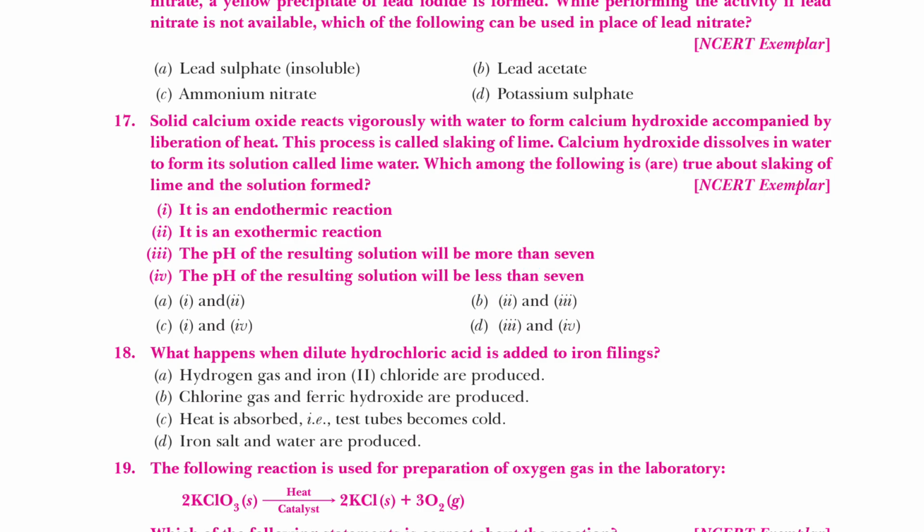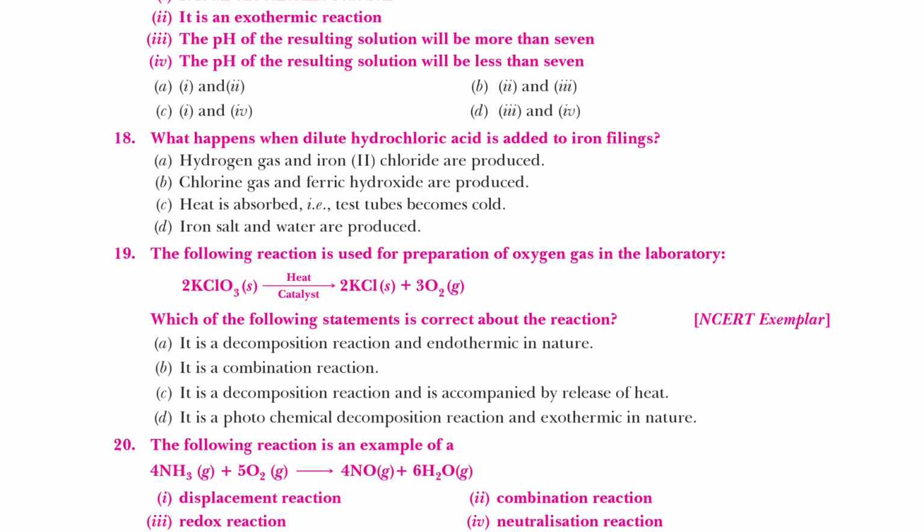Next, question number 18. What happens when dilute hydrochloric acid is added to iron filings? It means a displacement reaction occurs. They form iron chloride and hydrogen gas is evolved. Option A is correct.